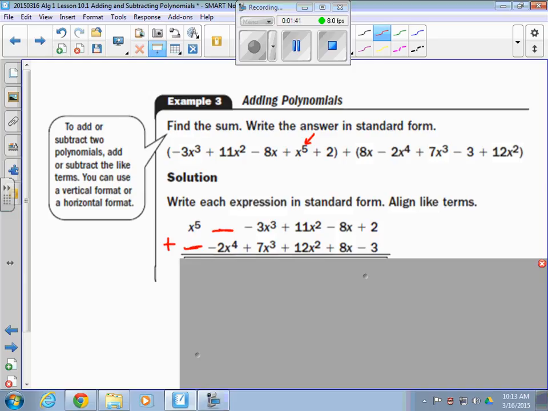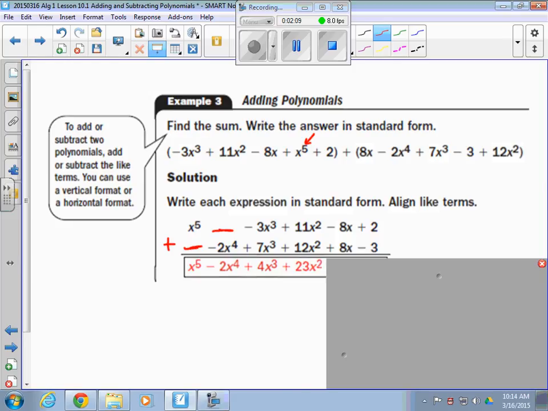When you combine both of these polynomials, we're going to get x to the fifth because there's no other x to the fifth underneath it. Then we're going to get negative 2x to the fourth. Then when we combine negative 3x to the third and positive 7x to the third, both of those are x to the third. They're like terms. So 7 minus 3 is going to be positive 4x to the third. Then when we combine 11x squared and 12x squared, again, both of them are x squared. 11 plus 12 is 23x squared. Then when we combine negative 8x and positive 8x, they'll cancel out and give us no x's. So notice the x to the first power is gone.